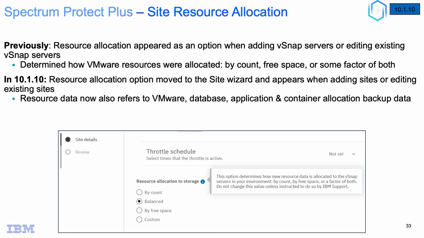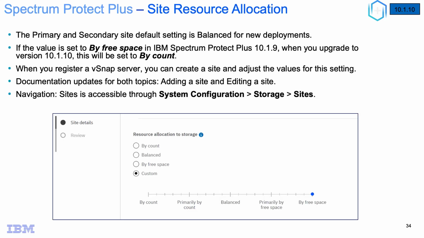Beginning in 10.1.10, we've changed the way that resources are allocated to sites. First of all, we made this setting part of a wizard in 10.1.10. And in previous versions, it really only applied to VMware resources. But beginning in version 10.1.10, it's now going to apply to all of the types of data that Spectrum Protect Plus supports. So that includes VMware data, database data, application data, and container backup data.